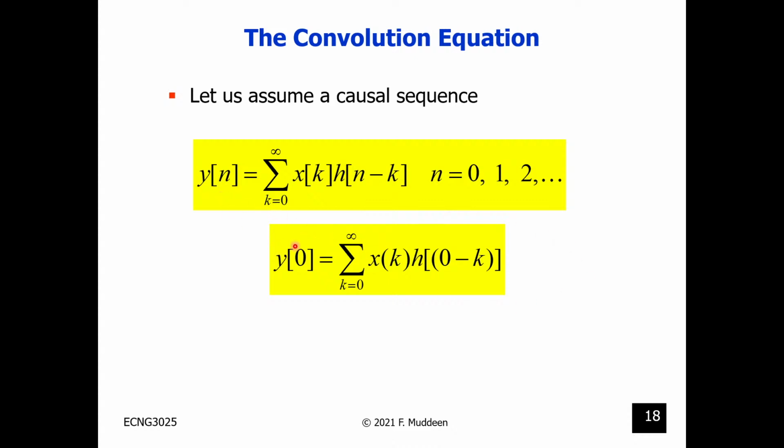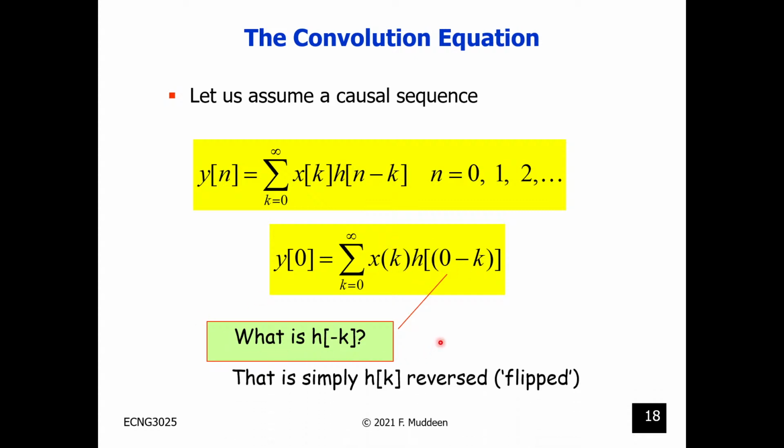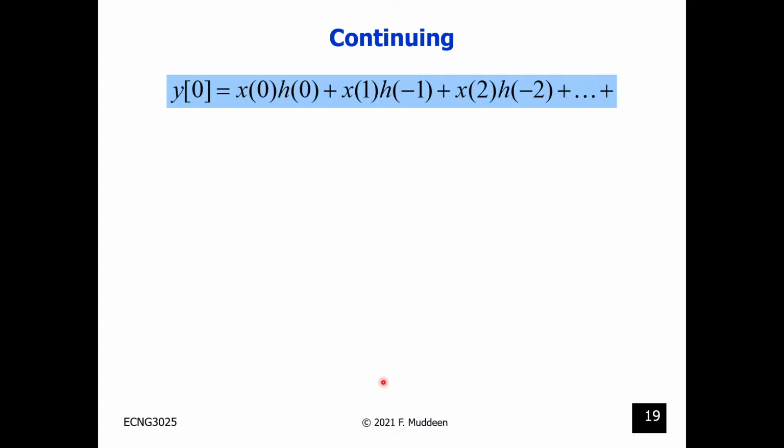If we wanted y of naught, that comes like we have x of k, h of naught minus k. But what's going to be h of minus k? That's simply if we just take h of k and we just reverse it accordingly to get h of minus k. So if we apply the summation series here for y of naught, we'll get x naught, h naught, x1, h of minus 1, and so forth.